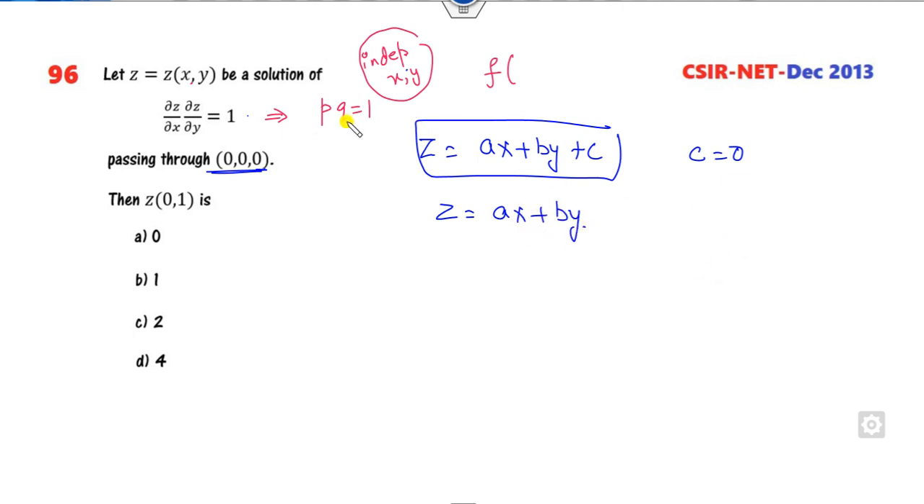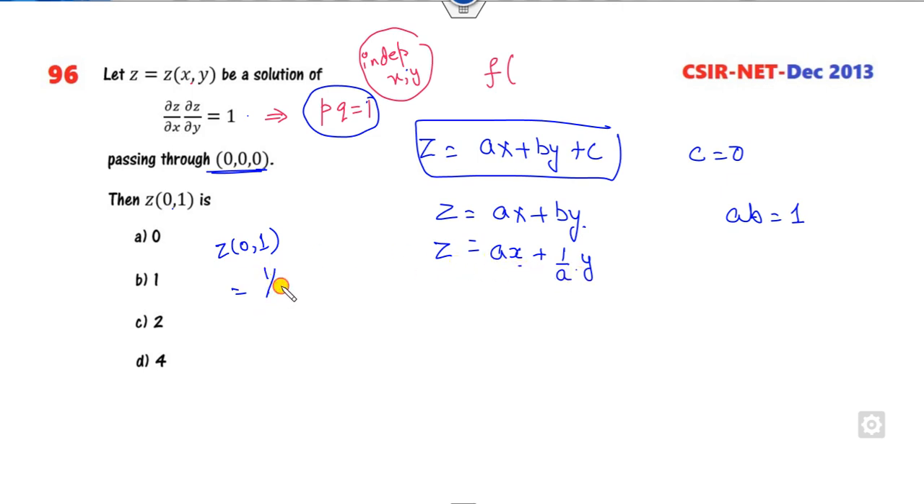What are a and b? Where a and b satisfy ab is equal to 1. So I can substitute here b as 1 by a. Now your target is to find the value at 0 comma 1. So x is 0, y is 1. Basically I need to find the value of a. How do you find the value of a? We can take the partial derivative with respect to a and set it to 0. So this is x, minus 1 by a square is 0. So a square is y over x.